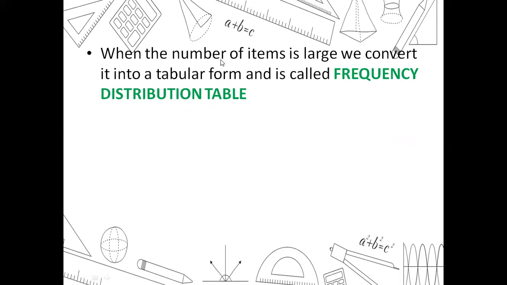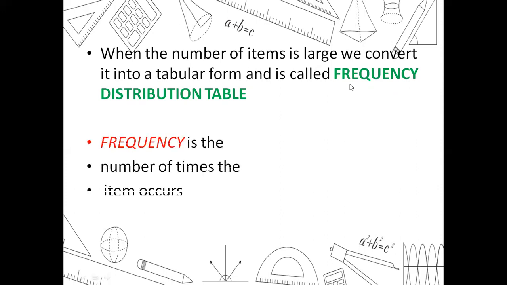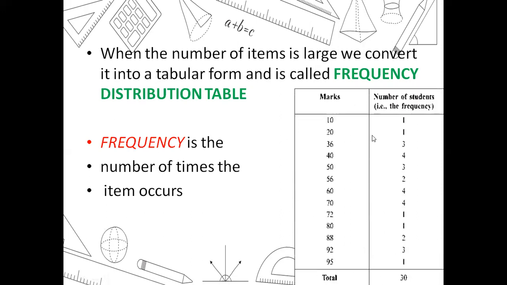So whenever we have a large number of items, what we do is we convert it into tabular form. That is, we make a table out of it and we call it the frequency distribution table. Now what does this word frequency mean? Frequency is the number of times an item occurs. Given the information, we can easily present it in this kind of table.